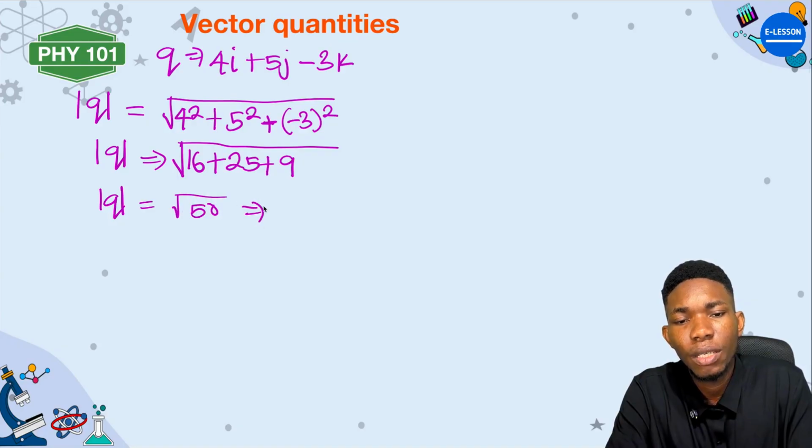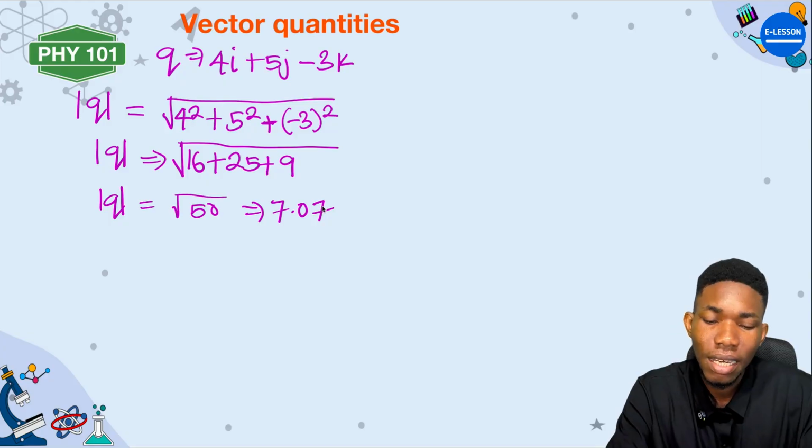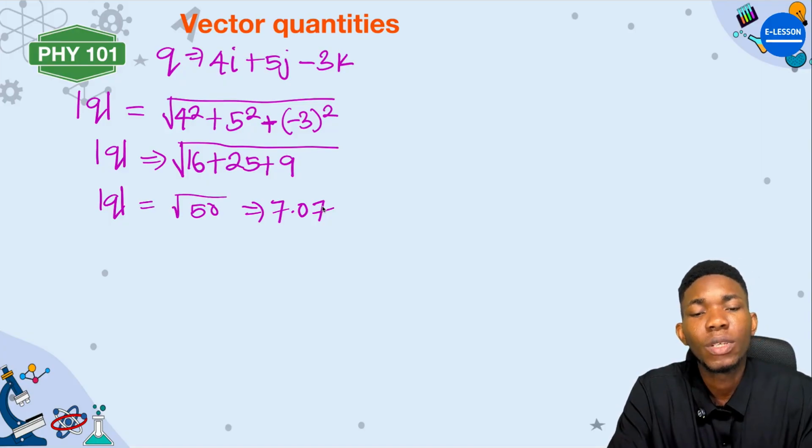And root 50 will give us what? 7.07. I still remember this thing exactly the way it is. Let's just check root 50. Root 50 will give us 7.07. I know. So that's what he gave to us.